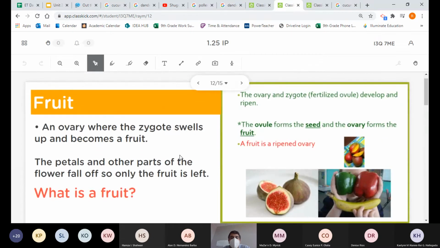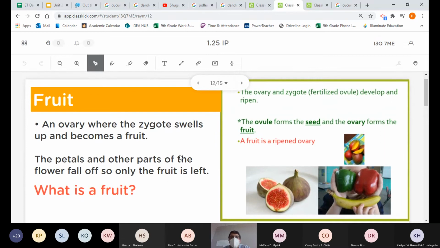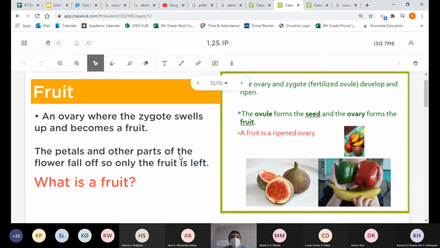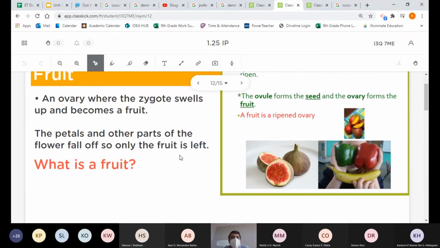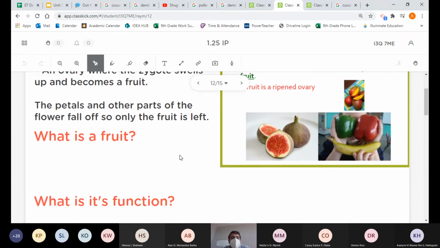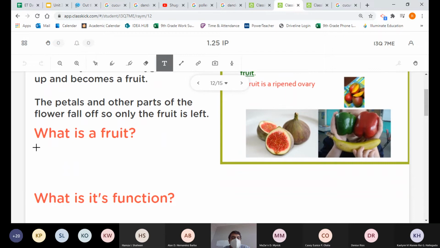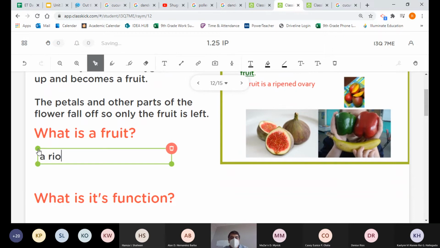So fruit, we've already talked about it a bit more, but here's really putting it just in high contrast. The fruit, an ovary where the zygote swells up and becomes a fruit. The petals and other parts of the flower fall off, so only the fruit is left. So what is a fruit? A fruit is essentially a ripened ovary. So it's literally a reproductive structure, like when the baby's growing inside the uterus, and with the fruit, the seed is growing inside the ovary. So we're essentially eating the place where the baby's being made.